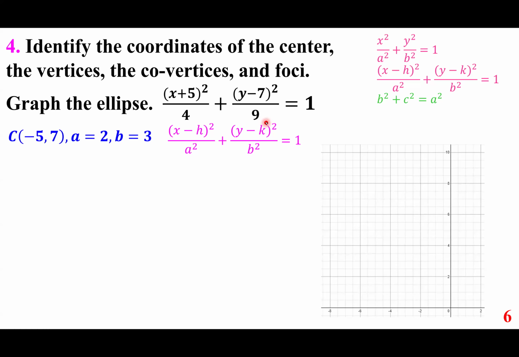So we start with the center: 5 units to the left, 7 units up. This is -4, -6, so 5 units to the left here. 6 and 8, 7 is in between. And now let's discuss the vertices. Because B is larger, the vertices are along the y-axis. So you are going to add and subtract this number from the center.